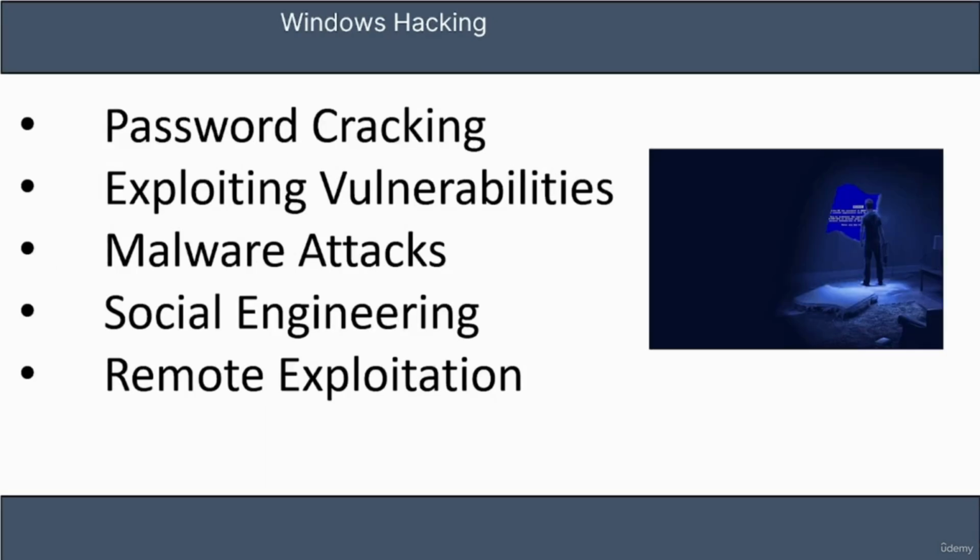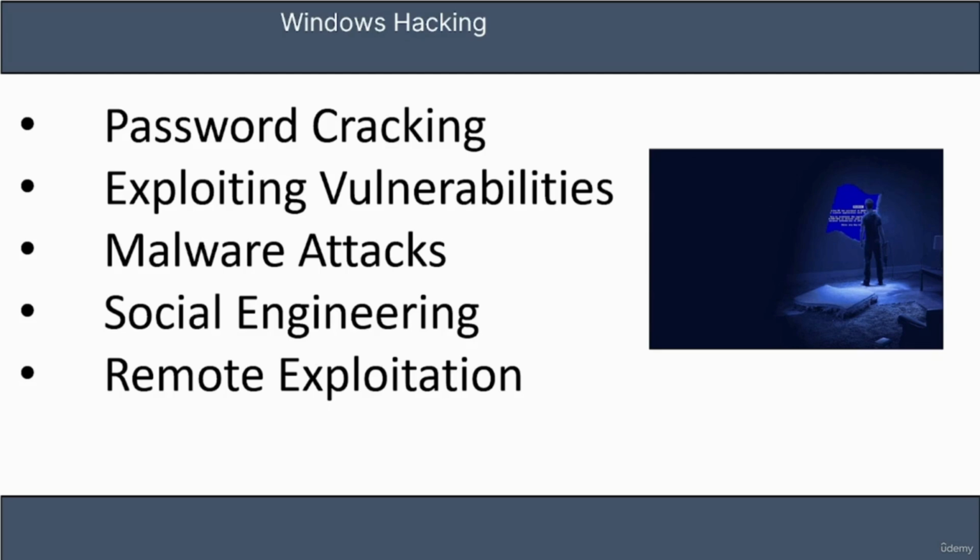So what are the ways that we can hack the Windows operating system? We can use password cracking methods. The next way, we can exploit vulnerabilities. If there is any vulnerability present in the Windows operating system, we can exploit it. And the third way that we have is malware attack. Hackers try to distribute malware. Once you install that malware, your Windows will be hacked.